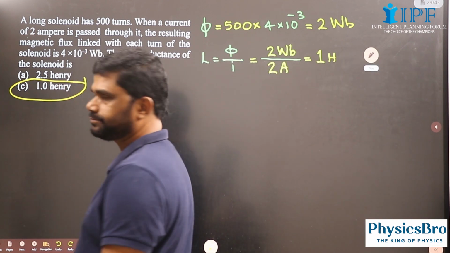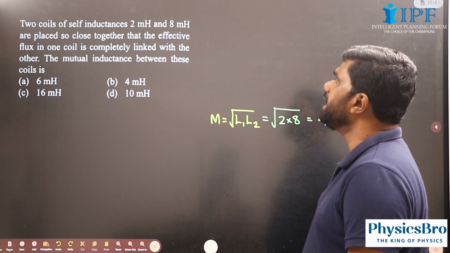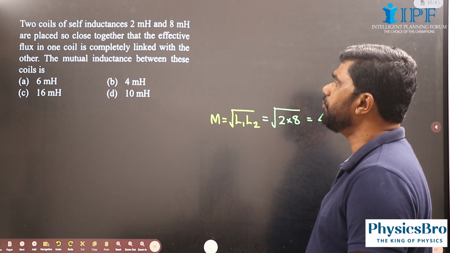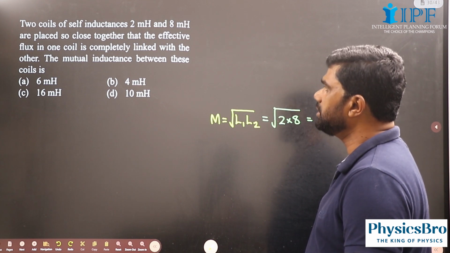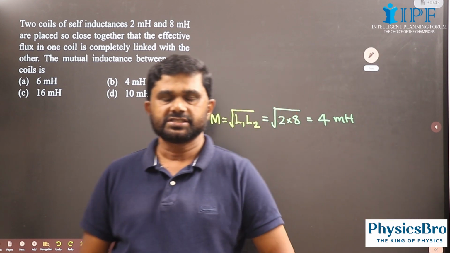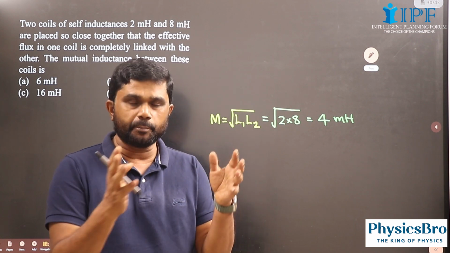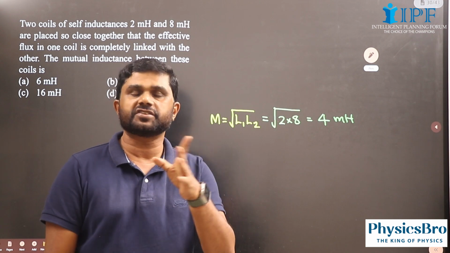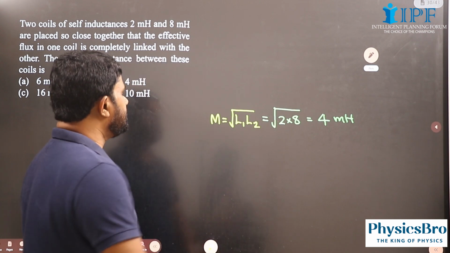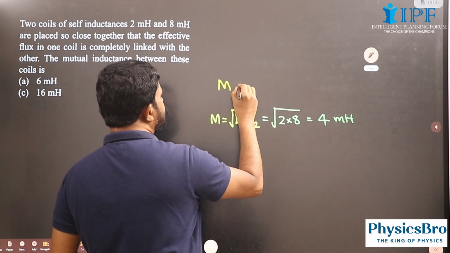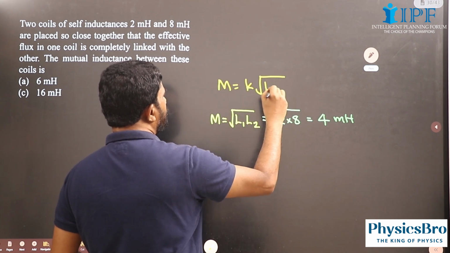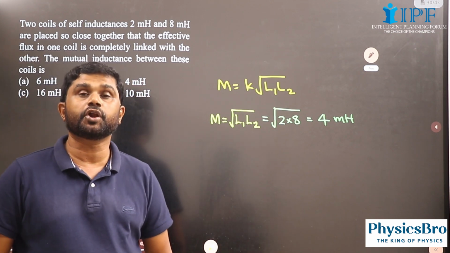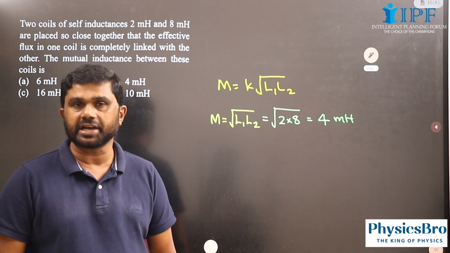Now two coils of self-inductance 2 millihenry and 8 millihenry are placed so close together that the effective flux in one coil is completely linked with the other. Mutual inductance between these? See, when flux produced in one coil gets completely linked with the other, then it is called tight coupling, where the coupling coefficient is 1. Actually, mutual inductance M is equal to K under root L1 L2. K is called the coupling coefficient, less than 1 for loose coupling and equal to 1 for tight coupling.